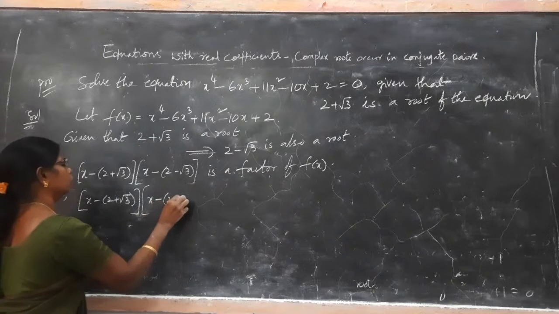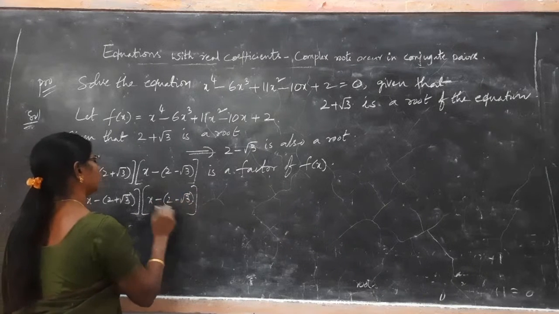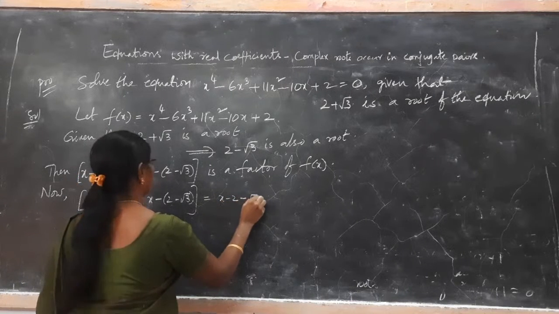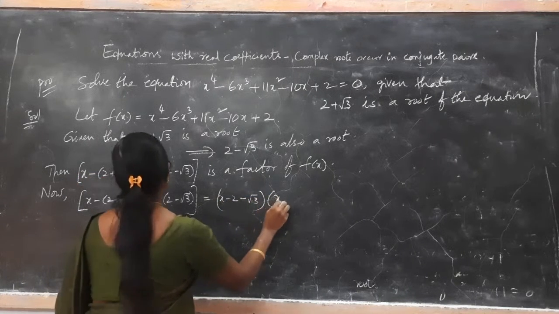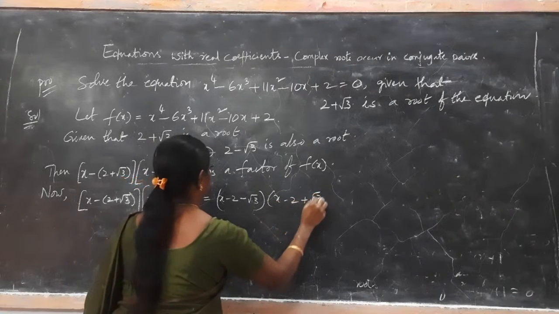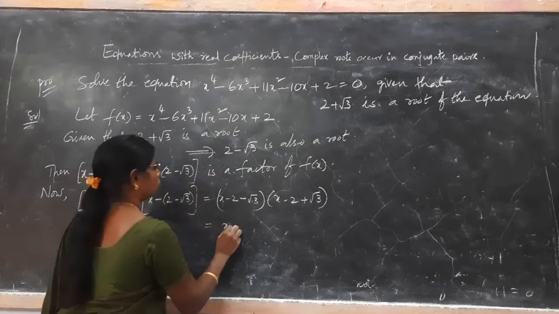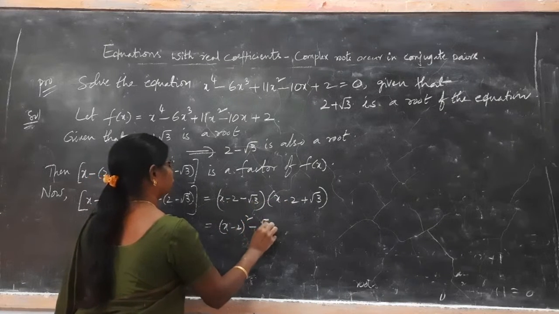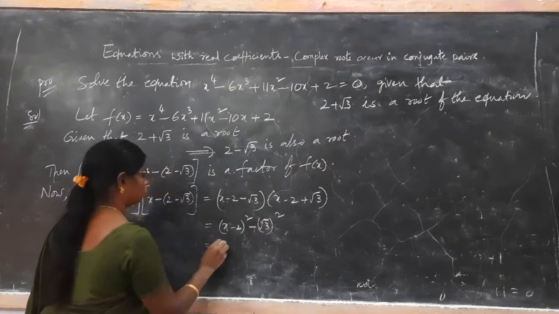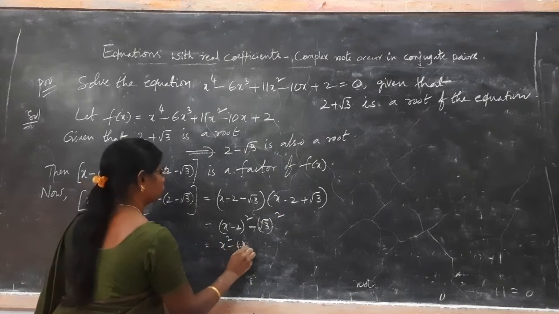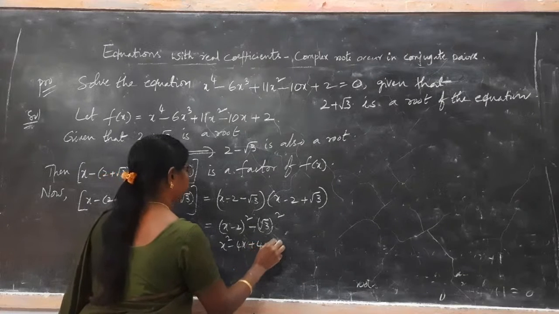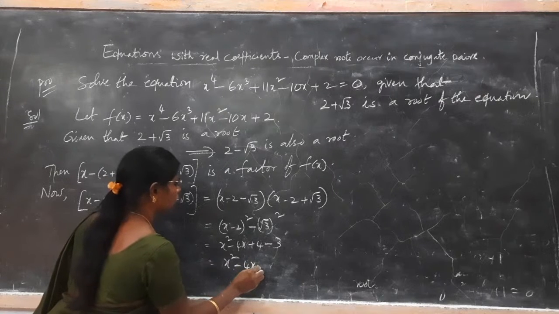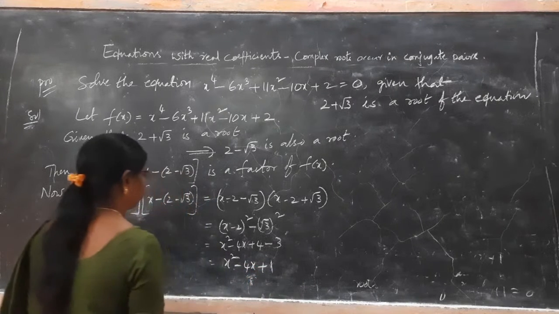x minus 2 minus root 3, this is equal to x minus 2 minus root 3, x minus 2 plus root 3. This is (x minus a minus b)(x minus a plus b). See here, similarly, it is minus root 3 whole square. This is x square minus 4x plus 4 minus 3. So what is the factor? x square minus 4x plus 1. Okay.